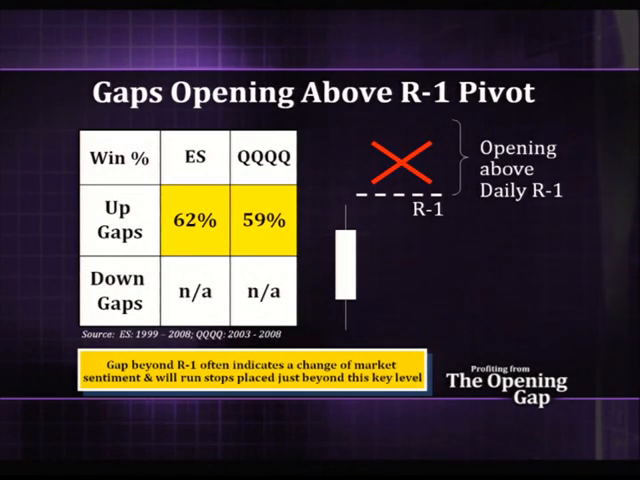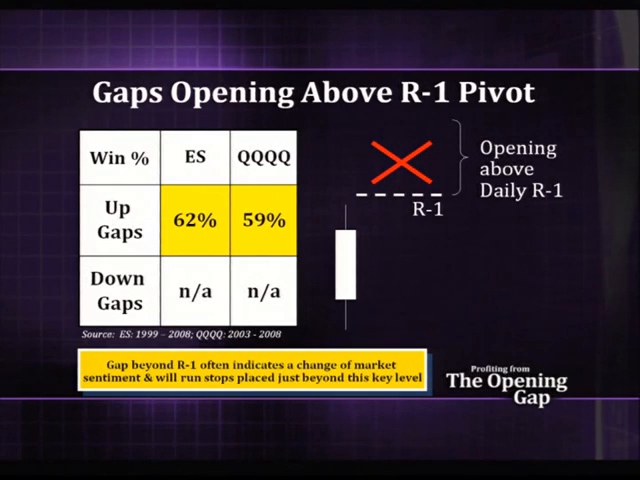Here's the data that supports it. Historically, gaps opening above the R1 pivot, they have to be up gaps by nature. In the ES, 62% of those fill, so still a 6 out of 10 shot, which I know doesn't sound that bad, but that's using an end-of-the-day stop. You put a stop on there, it's a 50-50 kind of play. The Q's a little bit worse than that, and it's just one that I like to stay away from.